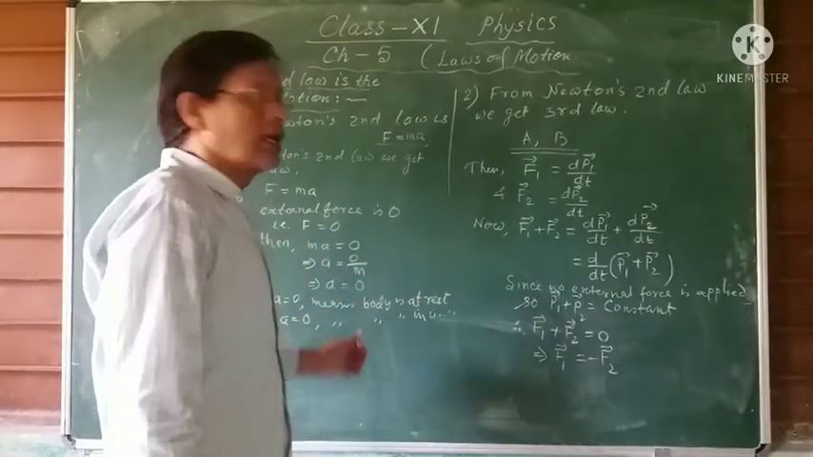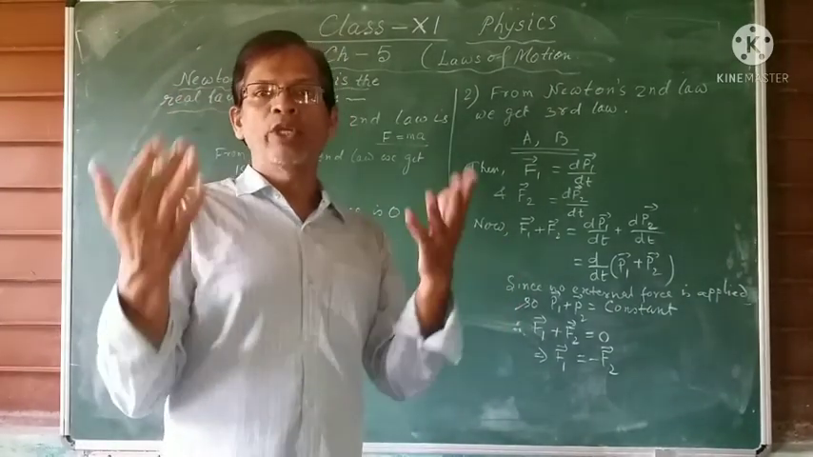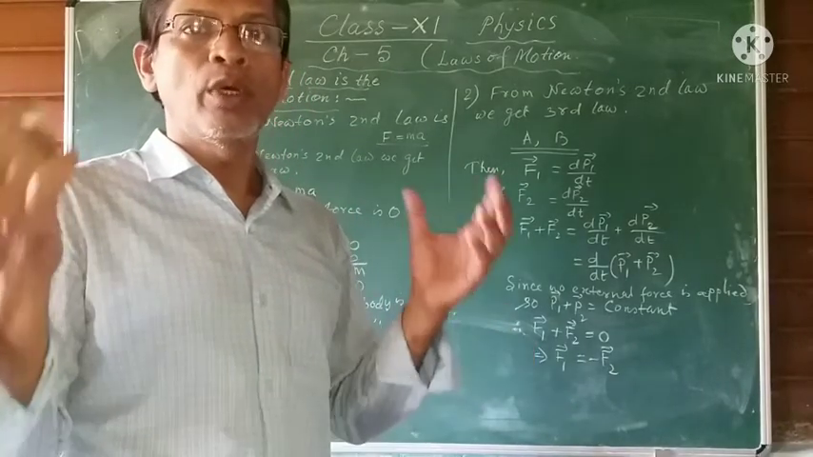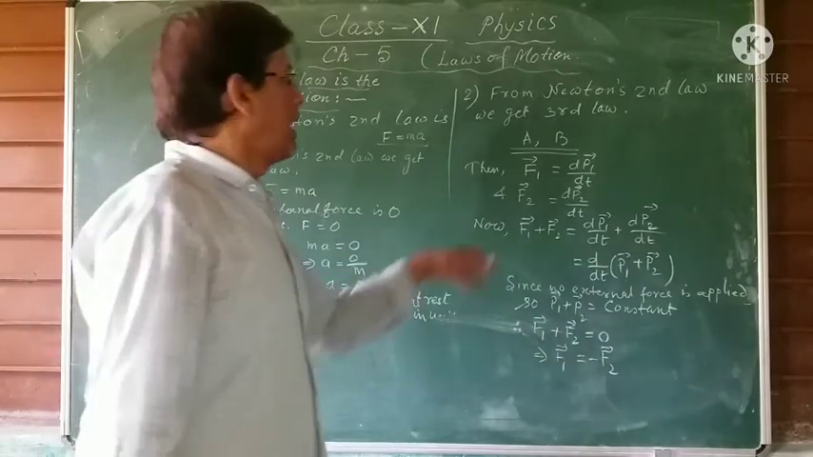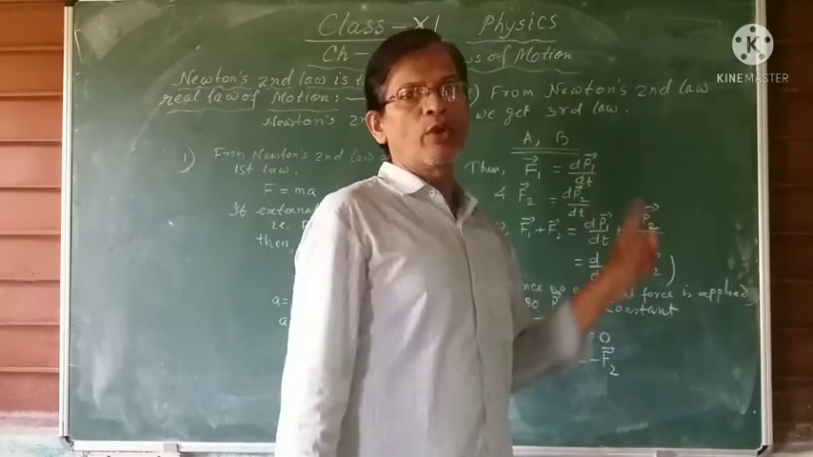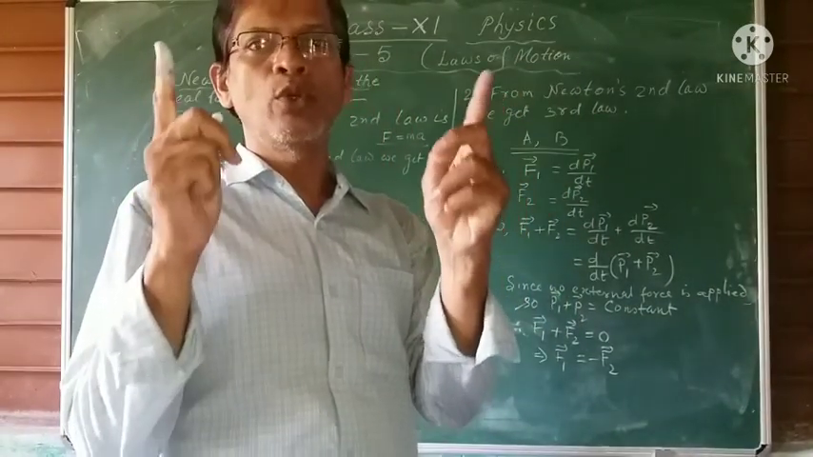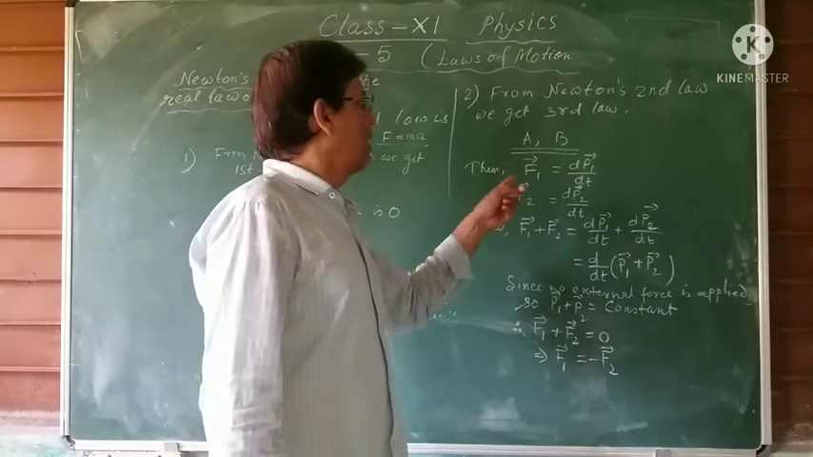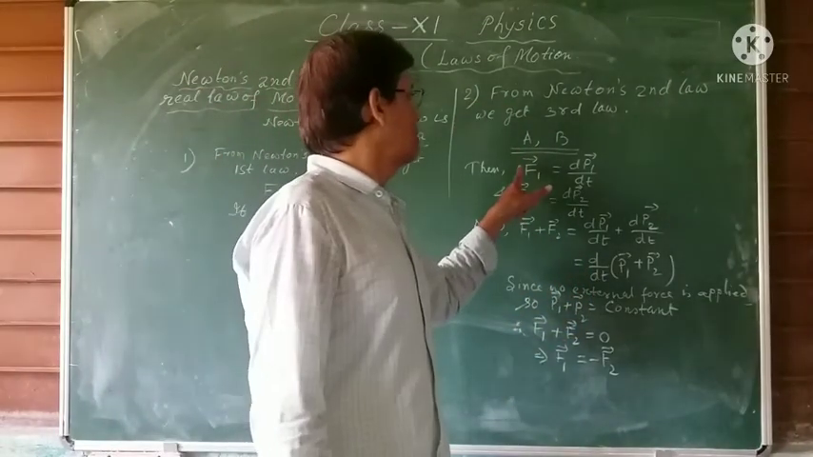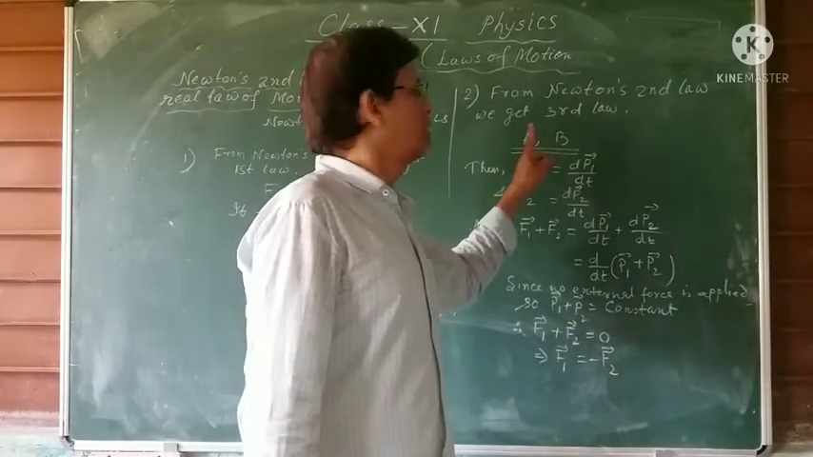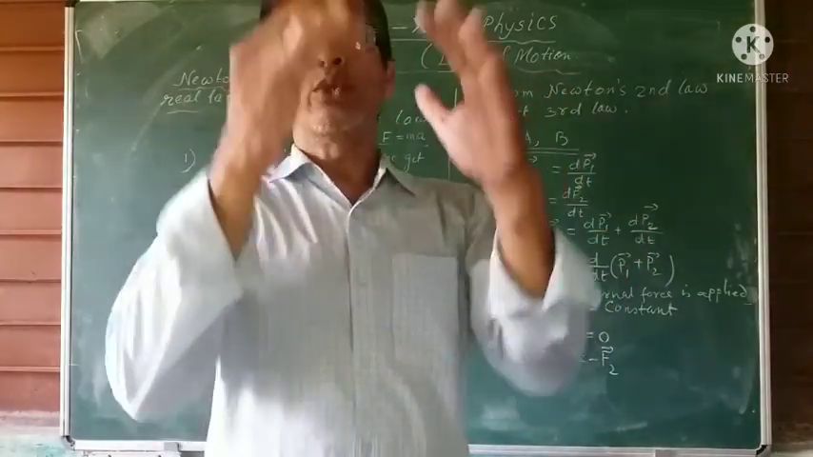First we have shown a equal to 0. That means a body which is at rest will remain at rest, and a body which is in motion will remain in uniform motion. This is Newton's first law. So from Newton's second law we have got the first law, and then from the second law we have got the third law. How? We considered a system consisting of two bodies A and B with mutual interaction. A is giving F1 to B, B is giving F2 to A, and there is no external force.